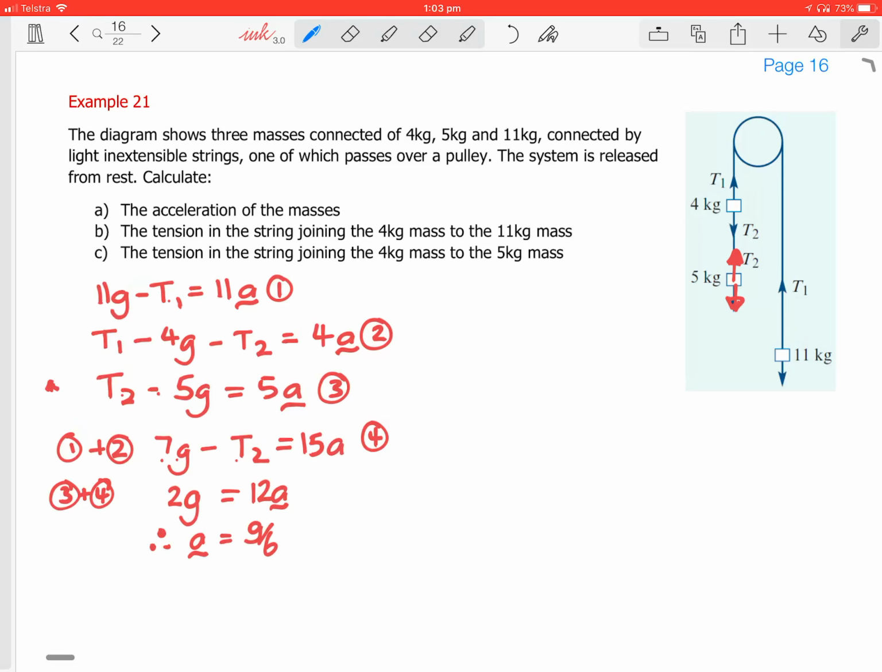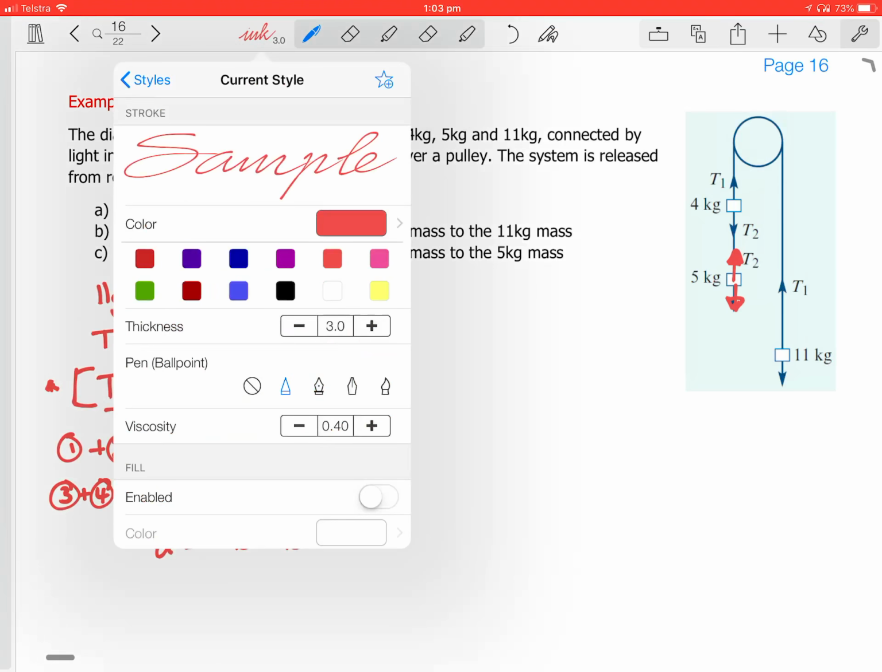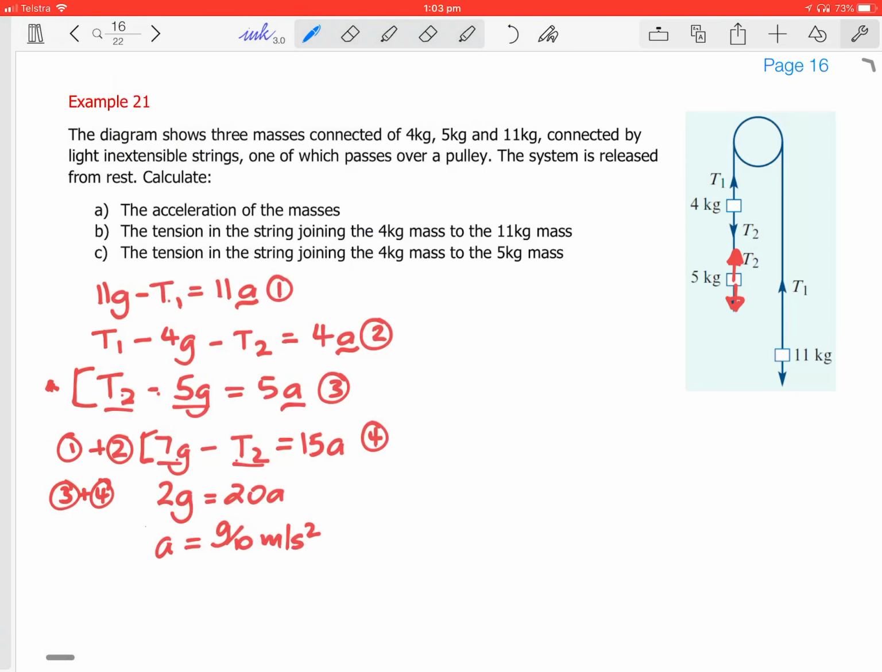And then if I add them together again, okay. So here, if I add this one and this one, because I've got 2t minus 2t, they're going to cancel. Minus 5g plus 7g, which is 2g. 5a plus 15a is 20a. So therefore a equals g on 10 meters per second squared. So there's our acceleration of the masses.